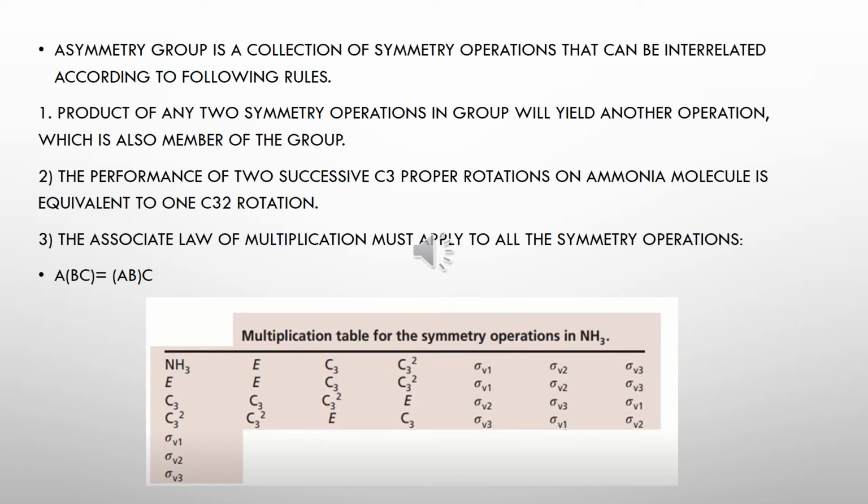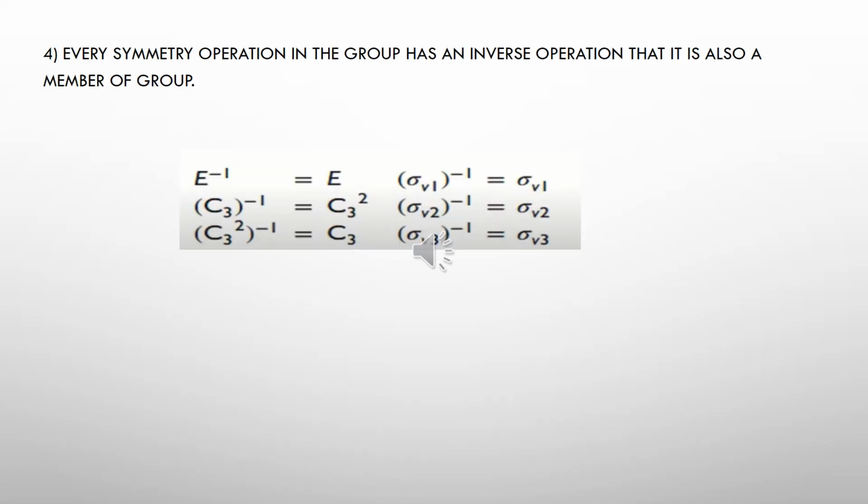Third rule is that the associative law of multiplication must apply to all symmetry operations. It means that the product sigma V3 would be equal to sigma V3 if we apply C3 rotation and sigma V1. Remember that the last symmetry operation in each pairing is actually performed first. So fourth rule is that every symmetry operation in a group has an inverse operation that is also a member of the group. The word inverse should not be confused with invariant. There is a huge difference between these two.